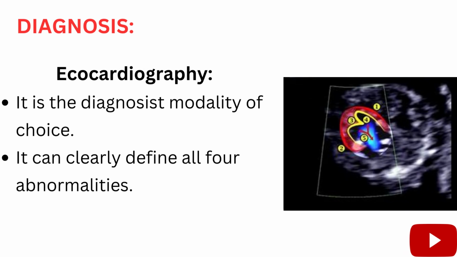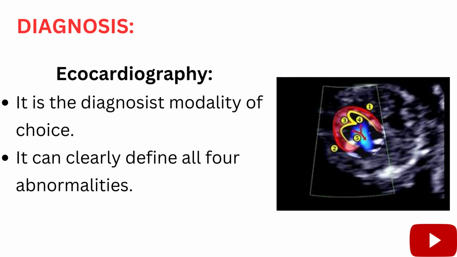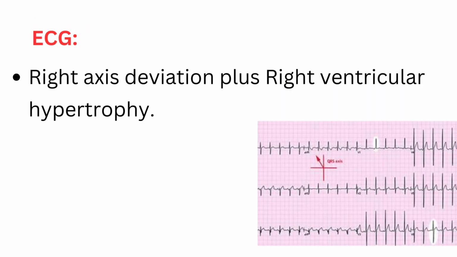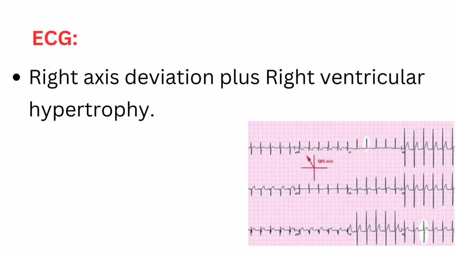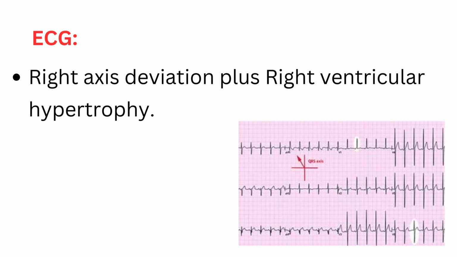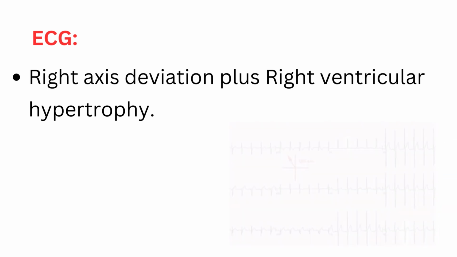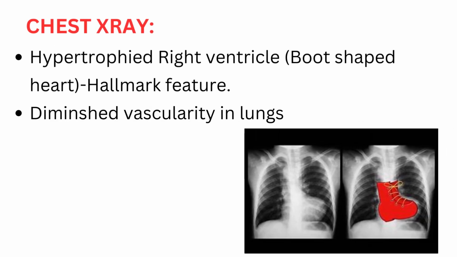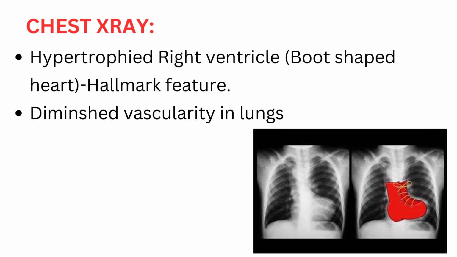Diagnosis. Echocardiography is the diagnostic modality of choice. ECG: right axis deviation plus right ventricular hypertrophy. Chest X-ray: hypertrophied right ventricle, boot-shaped heart, which is the hallmark feature, and diminished vascularity in the lungs.